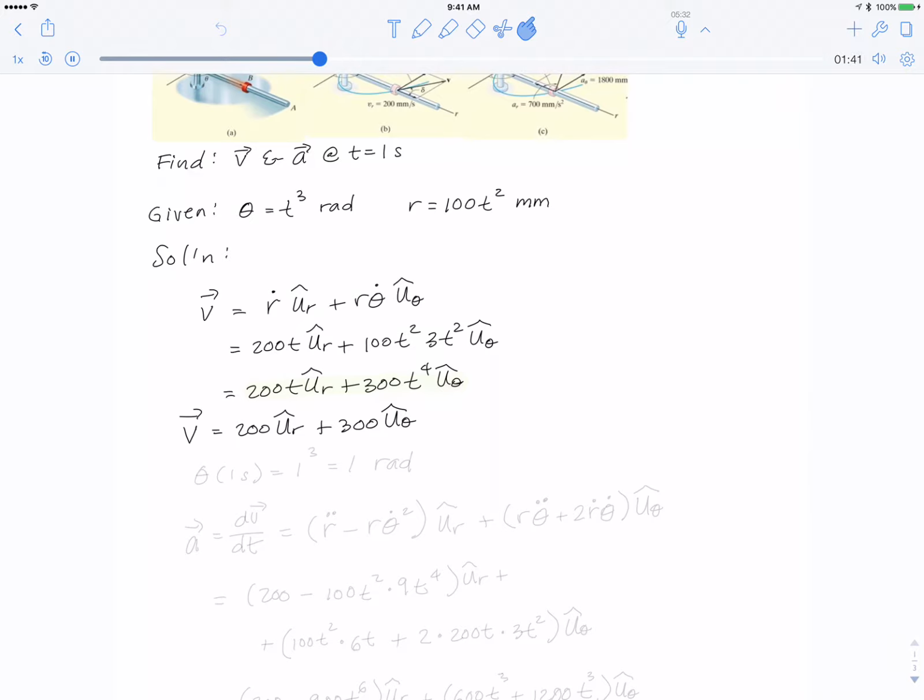It would be good to know which way u theta and u r are pointing. So we need to know theta at 1 second, which is 1 cubed, because theta is t cubed, so 1 radian.